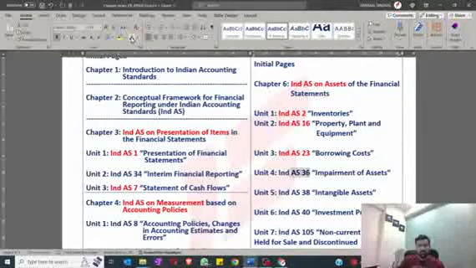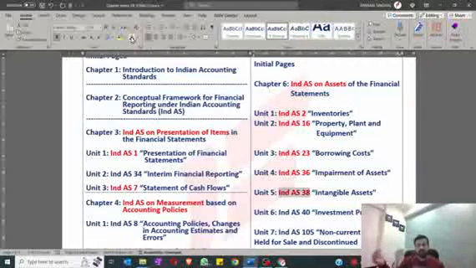Next Ind-AS is Ind-AS 36. Ind-AS 36 is on impairment of assets. What is impairment? Impairment is a decrease in value or fall in value. Don't confuse it with depreciation or amortization. This is a different topic altogether, which will be discussed in Ind-AS 36, impairment of assets. Next is Ind-AS 38, which talks about intangible assets.